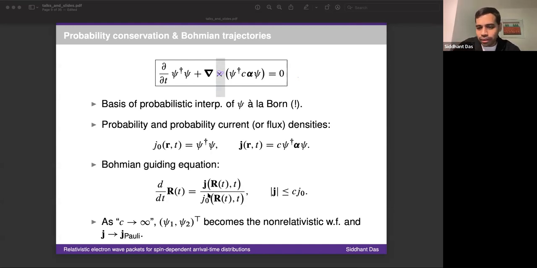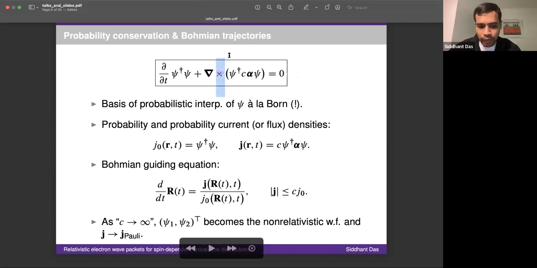So it has all the right properties. It has many other properties that I don't have the time to discuss, but it became clear early on that this has all the right ingredients for a single electron Bohmian theory.